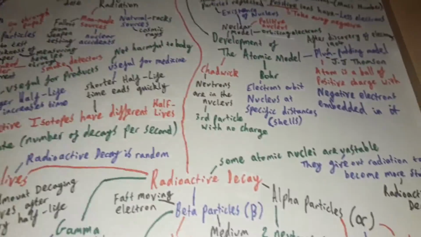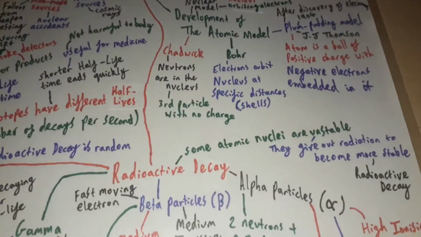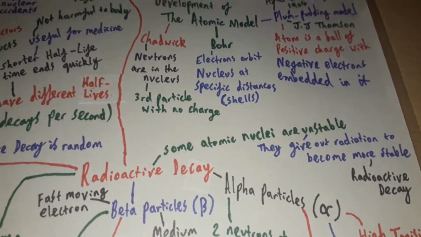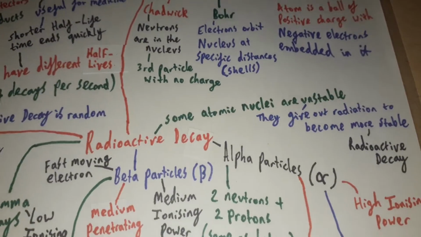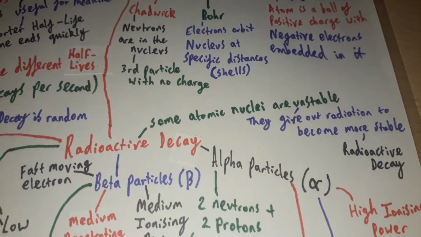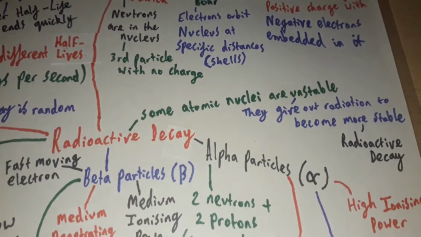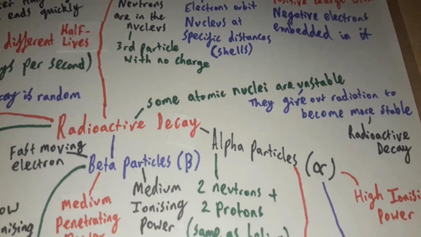So now let's look at radioactive decay. Some atomic nuclei are unstable and they give out radiation to become more stable, and that's the process of radioactive decay. So because they want to become stable, they give out the radiation.